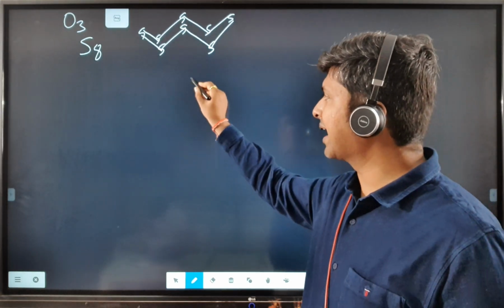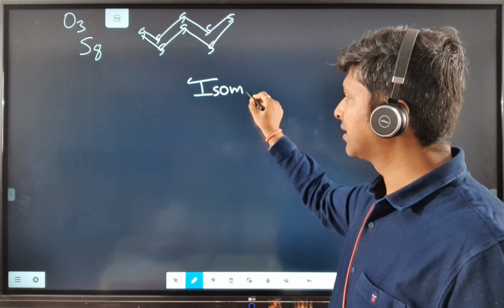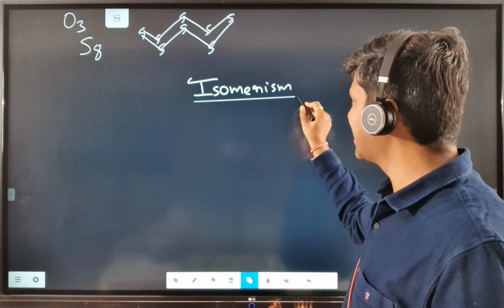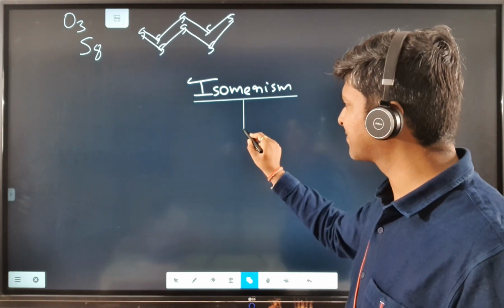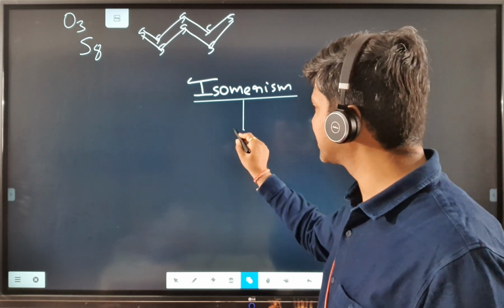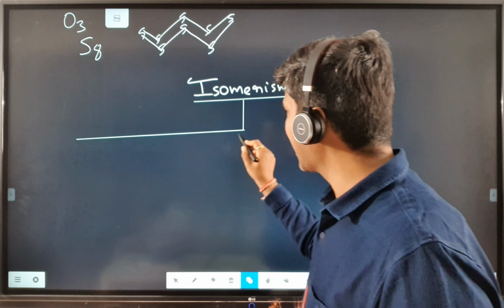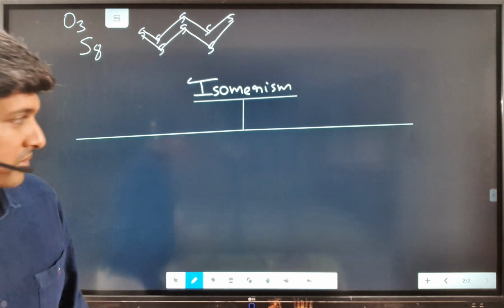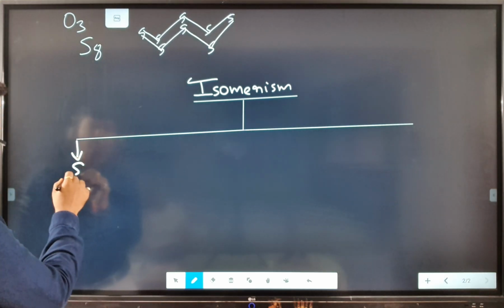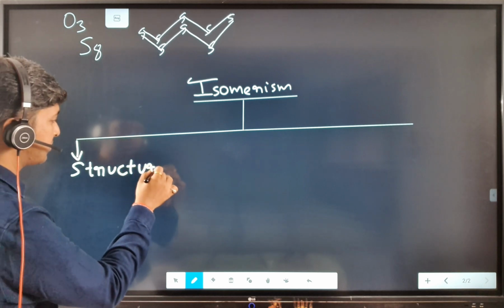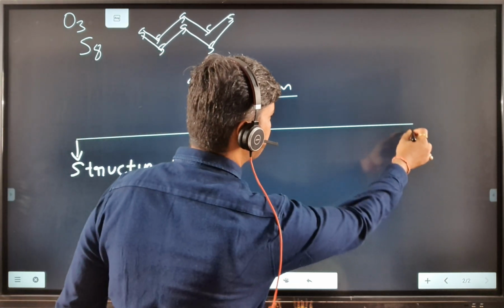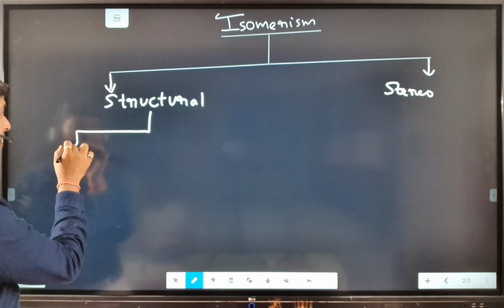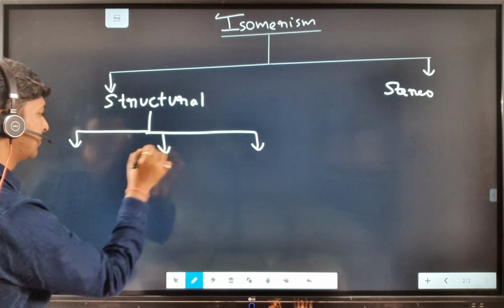Now let us see what is isomerism in further detail. Isomerism can be further classified as structural isomerism and stereoisomerism. I'll just write that, structural and stereoisomerism. It got a bit crooked, but you will understand, right? This is structural, and here we are going to have stereoisomerism.